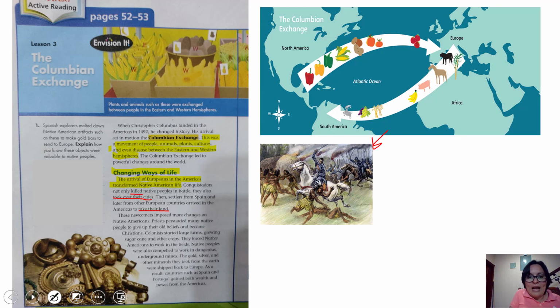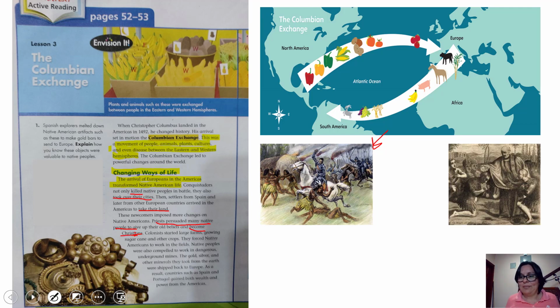But here we have another change for the Native people. Priests persuaded many Native people to become Christians, okay? So here we can see the picture. A priest is the leader of the Catholic Church. So priests came from Europe to North America trying to convince people to become Christians, but by force.